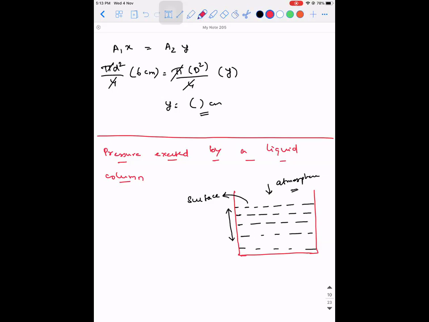If I break this liquid into layers, actually you cannot see it like this. Liquid is going to be continuous. But if at all we are able to break it into layers, let me call this the first layer, second layer, third layer. Now tell me, on a comparative basis of the first layer and the second layer, will the second layer experience more pressure compared to the first, or less pressure? Less pressure, sir. Why?